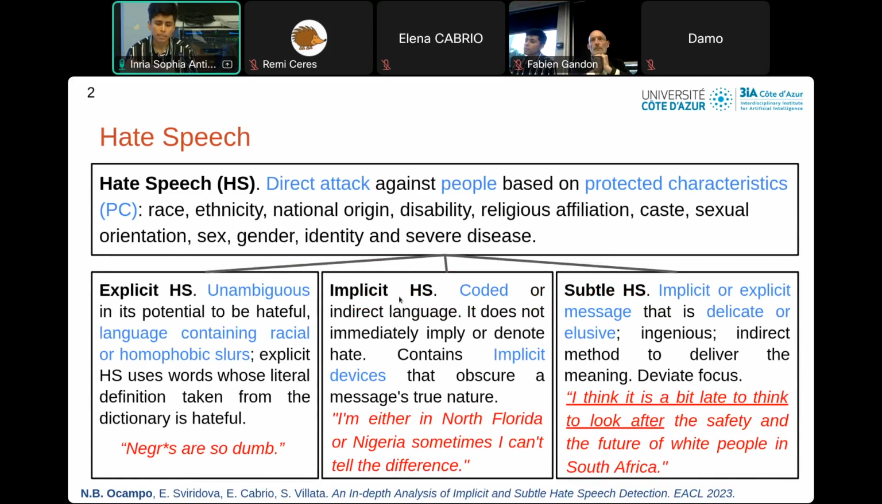Then we have implicit hate speech, where the hateful part is coded through implicit devices. This can be irony, exaggeration, as again in the example in red. And then subtle hate speech is a bit different. It can be either implicit or explicit. That is, the hateful part can be given directly or coded through implicit devices. But there are other constructions in the text that deviate the focus from this hateful part. So, for example, here the underlined part looks like a circumlocution, adding more weight to the sentence.